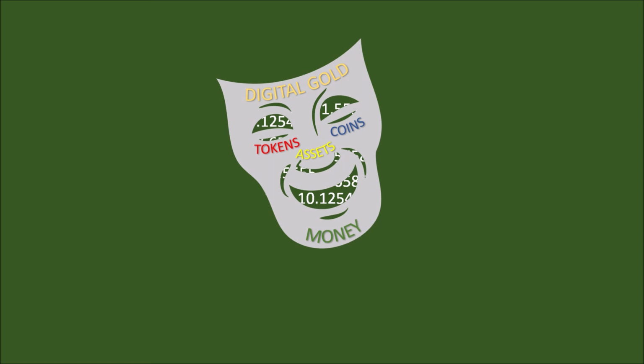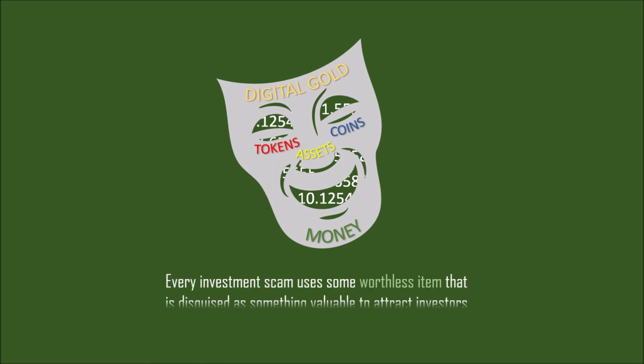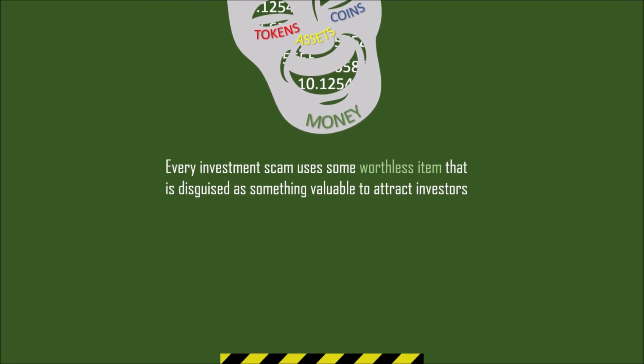And this is basically how investment scams operate. Every investment scam uses some worthless item that is disguised as something valuable to attract investors. In our case, this item was a number in a database. The Bitcoin scheme is therefore a classical investment scam.